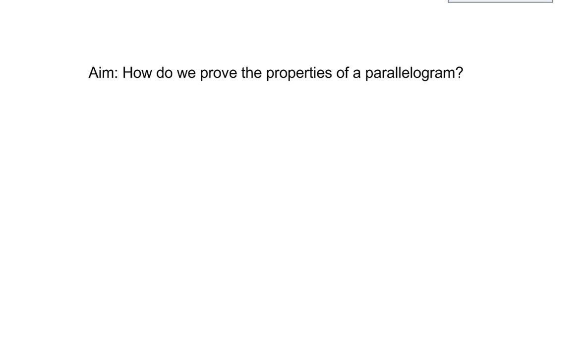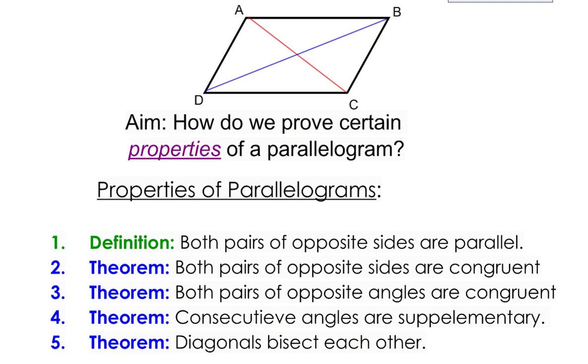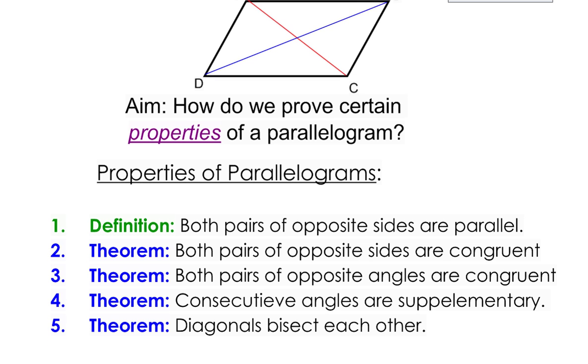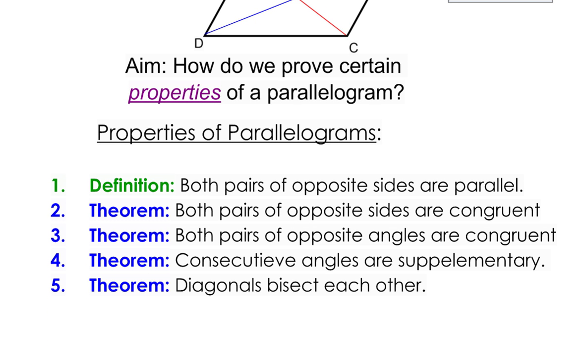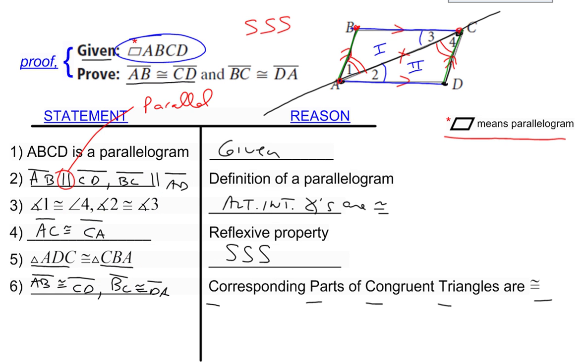Okay, so if you remember, our aim was how do we prove the properties of a parallelogram? The definition of a parallelogram is nothing more than a quadrilateral with both pairs of opposite sides parallel. And in a previous video, we discovered that each of these properties is actually a theorem, and we proved the first theorem, namely that both pairs of opposite sides are congruent. We proved that right over here, and everyone took that down.